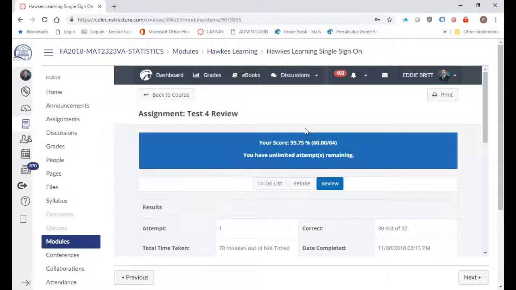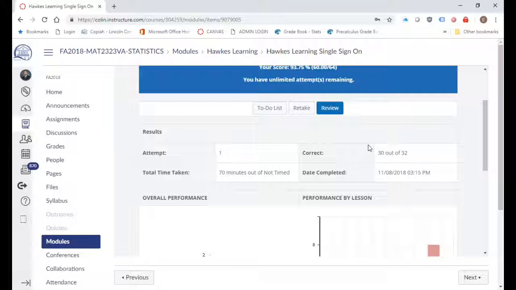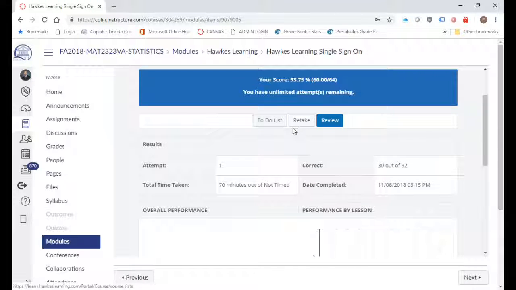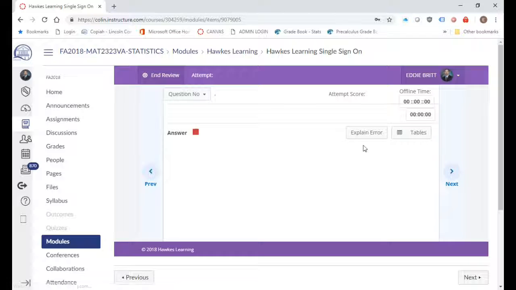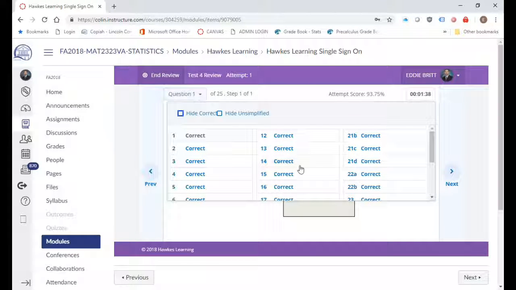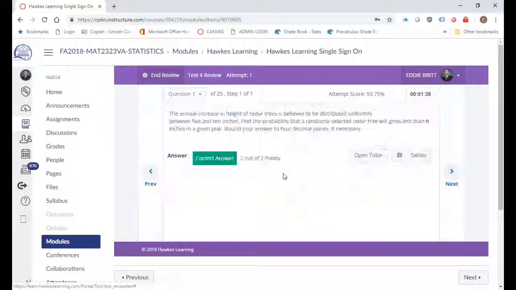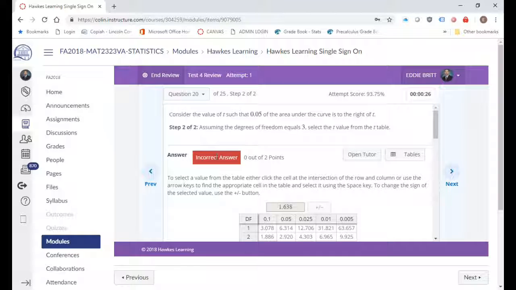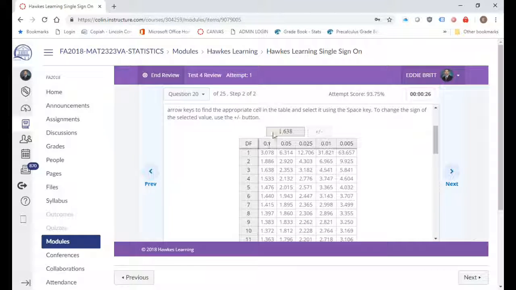All right, so let's see what it says we got wrong. It's probably the way that I entered in some stuff. So I want to review. And I'm going to go and see. So it says I got this one wrong. And it looks like it didn't save my answer when I put it in. So let's double check. 0.05, assuming the degrees of freedom equals 3. So 0.05 and 3. It looks like I clicked on the wrong thing.